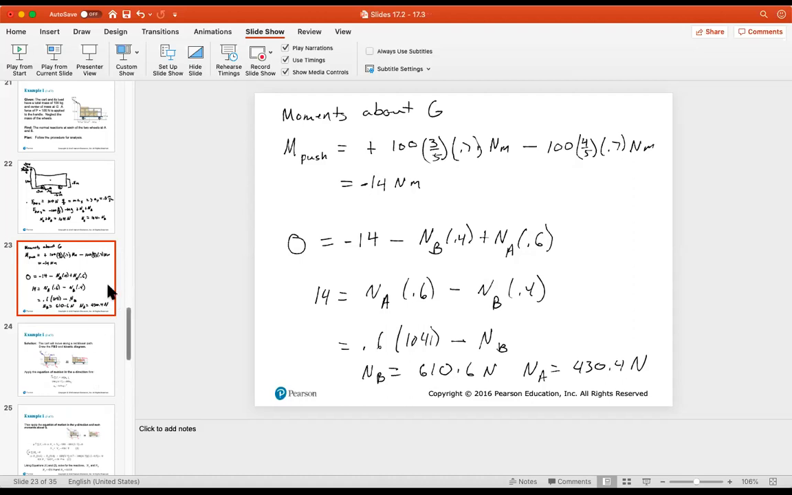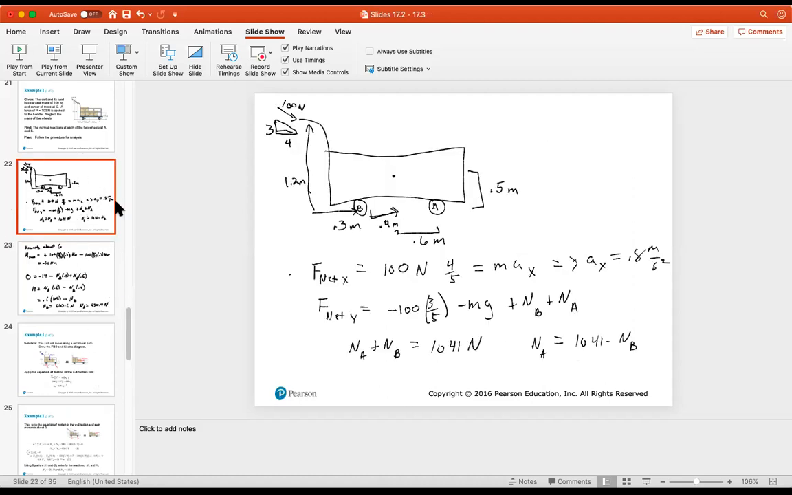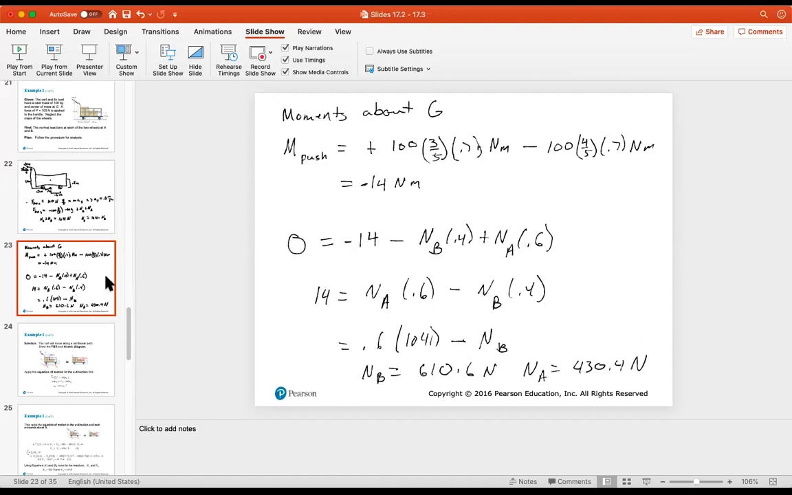So let's recap what we did. We wrote down our three equations of motion. In the x direction, we use that to find an acceleration. In the y direction, we had the y components of the pushing force, the weight, and the two normal forces. Those two didn't give us enough information to solve for the normal forces. We needed our torque equation, our moment equation. And we summed the moments about the center of gravity.